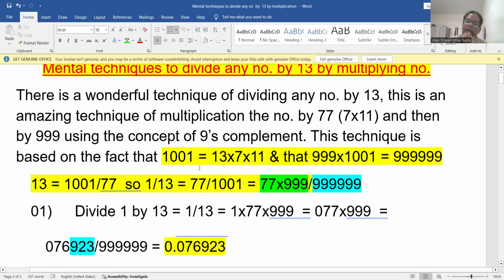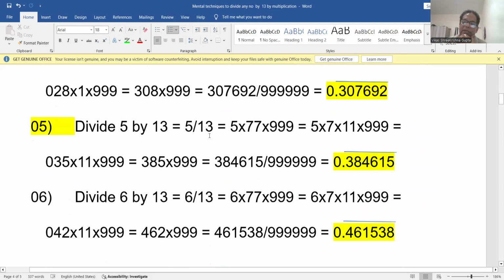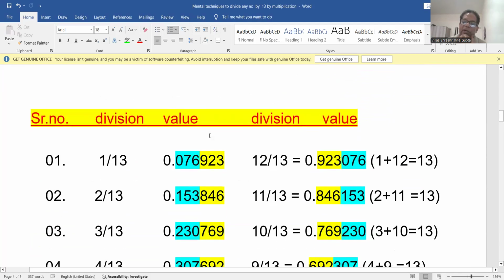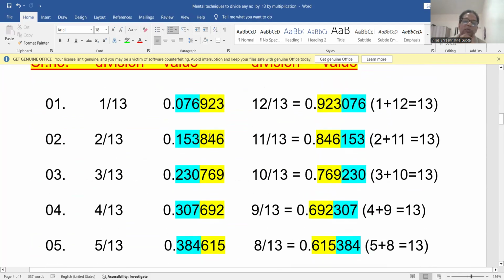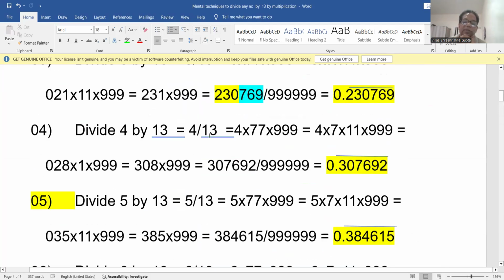And when I am dividing this number by 999, it becomes a recurring, non-terminating decimal. So in all these questions, the answer is always a recurring non-terminating decimal. And the other beauty I have shown you is that it is always the reverse of the numbers.